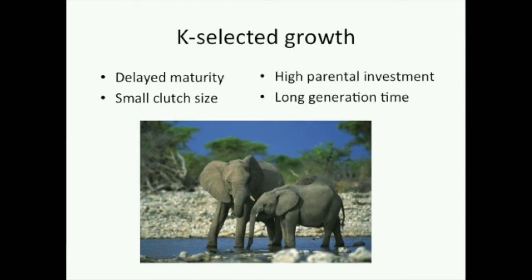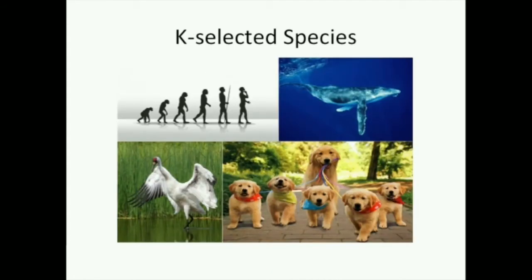K-selected species show traits of delayed maturity, small clutch size, high parental investment, and a long generation time. These traits maximize competitive success in crowded conditions. These are some examples of the K-selected species. We as humans are K-selected species. Humpback whales, cranes, and even dogs. K-selected species are found in stable, predictable, and rarely disturbed habitats.